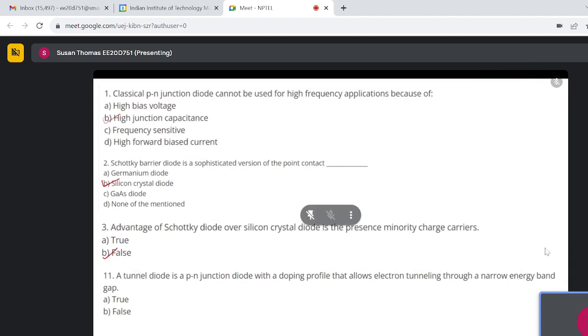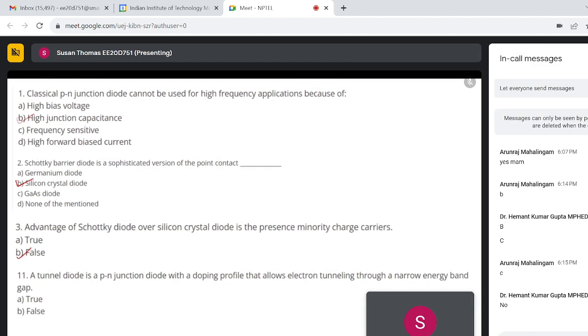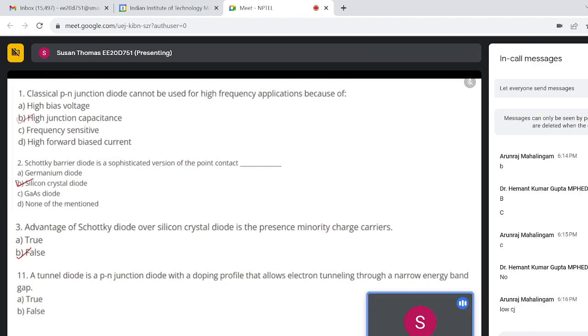Is there minority charge carrier? Yeah, low bit please. Of degradation layer. There is no degradation layer because of the direct contact between the material. Fast switching times is there. That's why. Sorry, your voice was a little breaking.